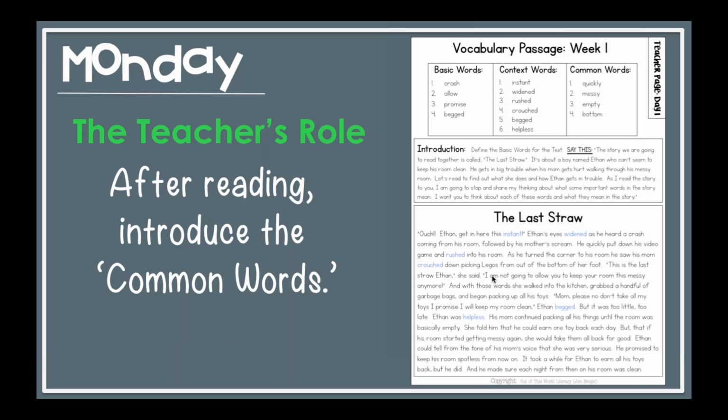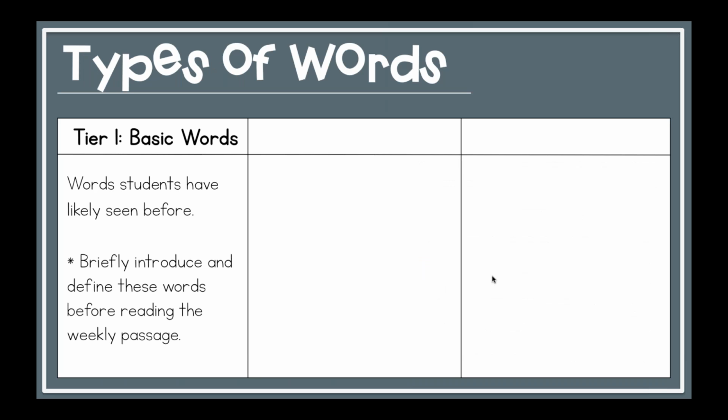And so after you're finished reading, then you'll introduce the last 4 words, which are common words. Now, it seems like a lot of words every week, but the first 4 and the last 4 should be reviews. They're kind of sandwiching the words that you really want them to learn, the context words in the middle. So the types of words are tier 1 basic words, words that they've likely seen before. You'll briefly introduce these and define them at the beginning.